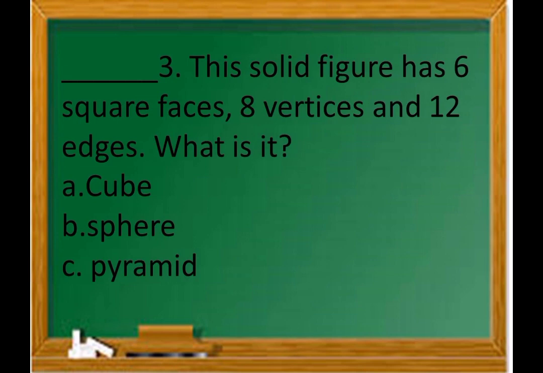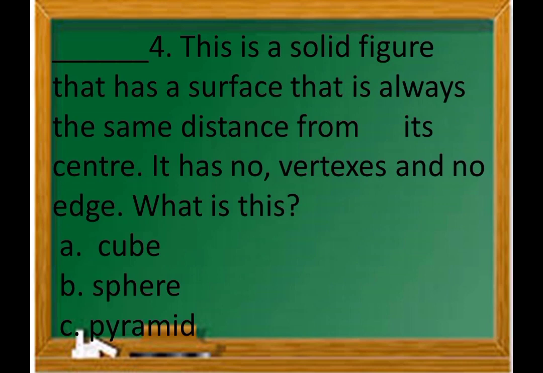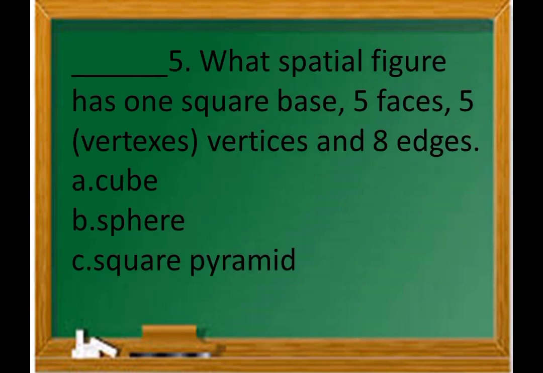Number 3. This solid figure has 6 square faces, 8 vertices, and 12 edges. What is this? A. Cube. B. Sphere. C. Pyramid. 4. This is a solid figure that has a surface that is always the same distance from its center. It has no vertex and no edge. What is this? A. Cube. B. Sphere. C. Pyramid.